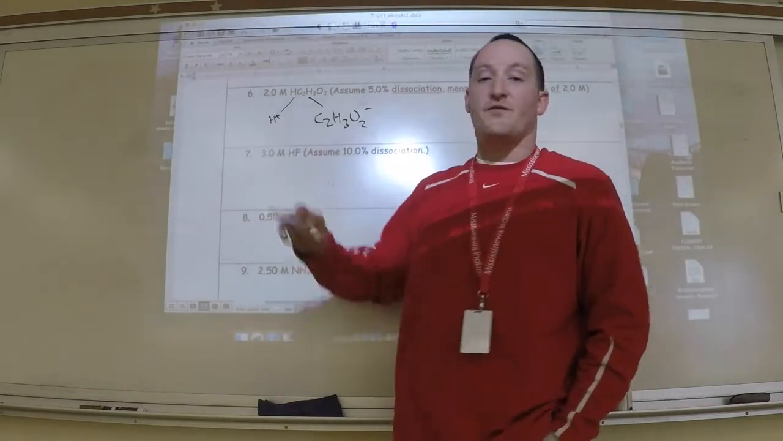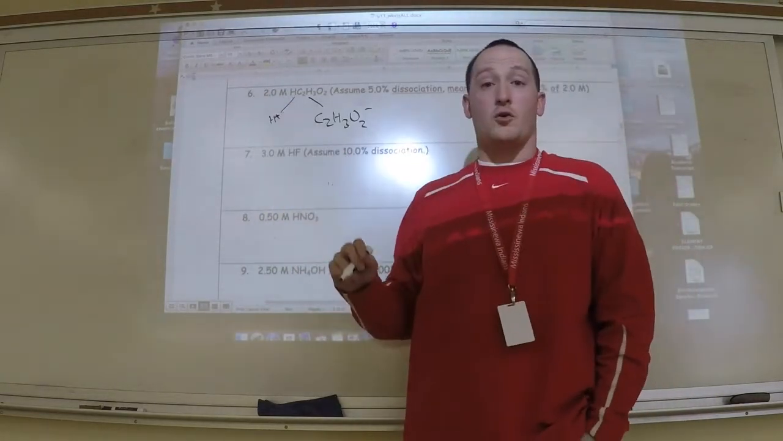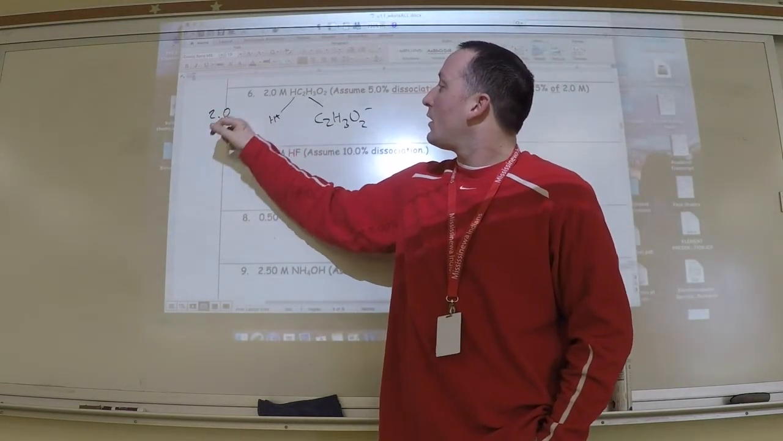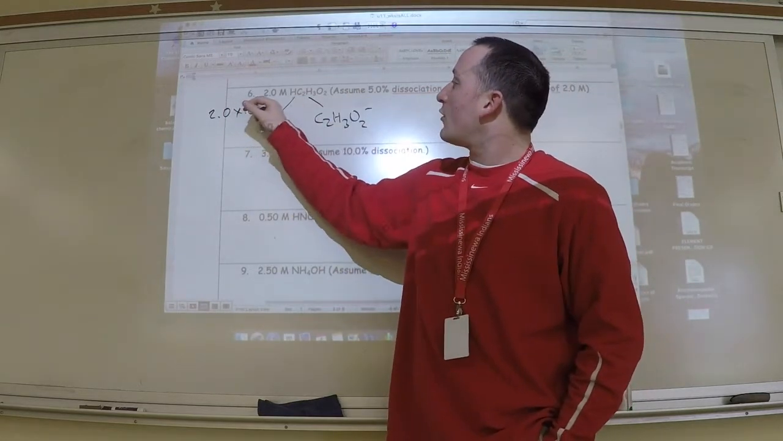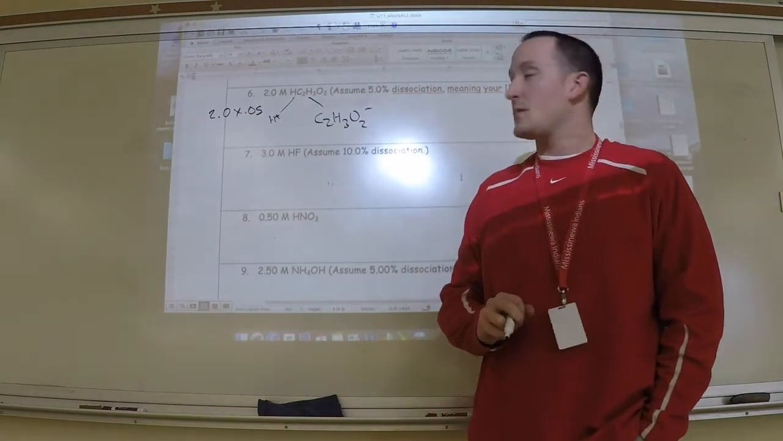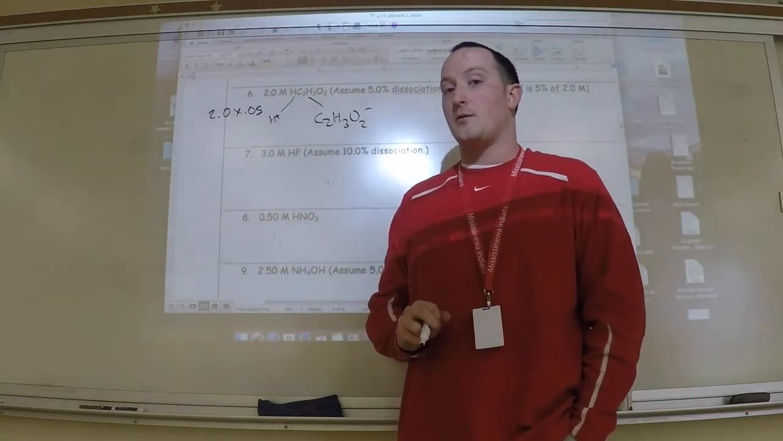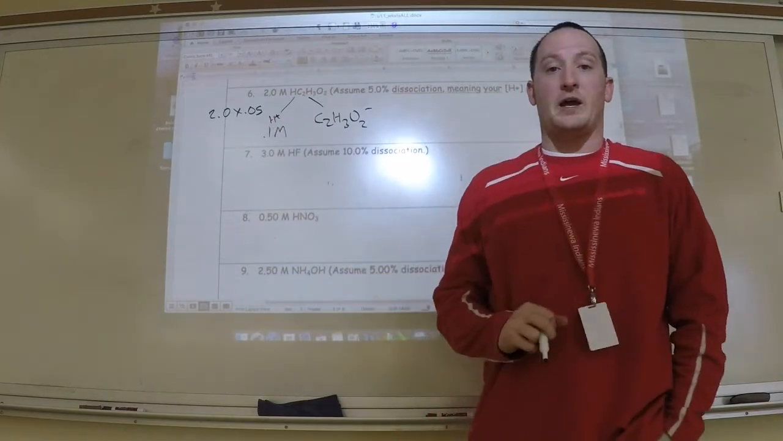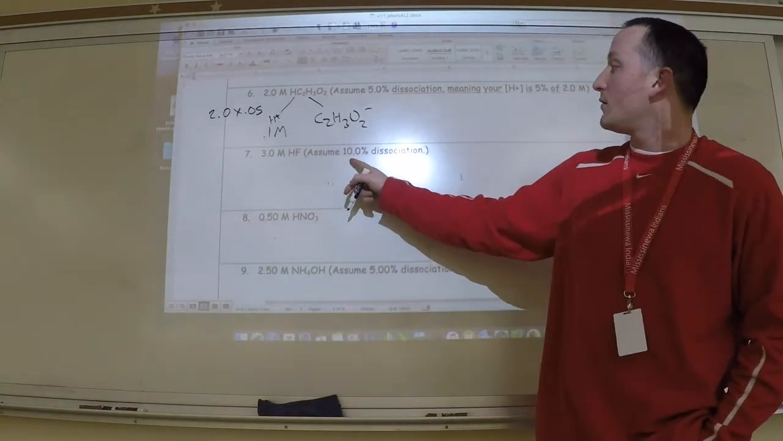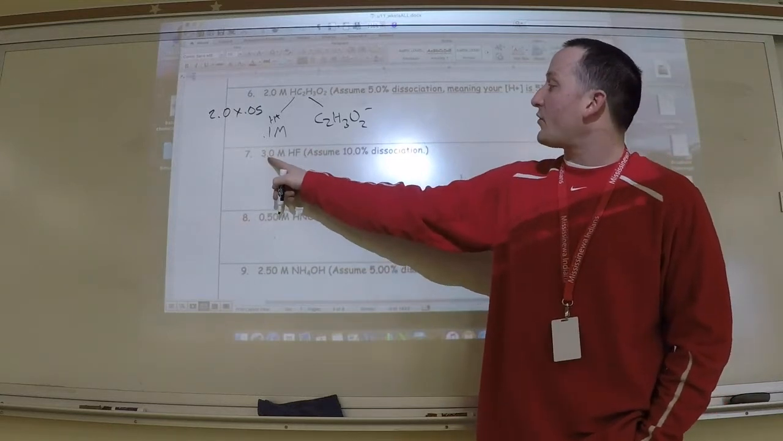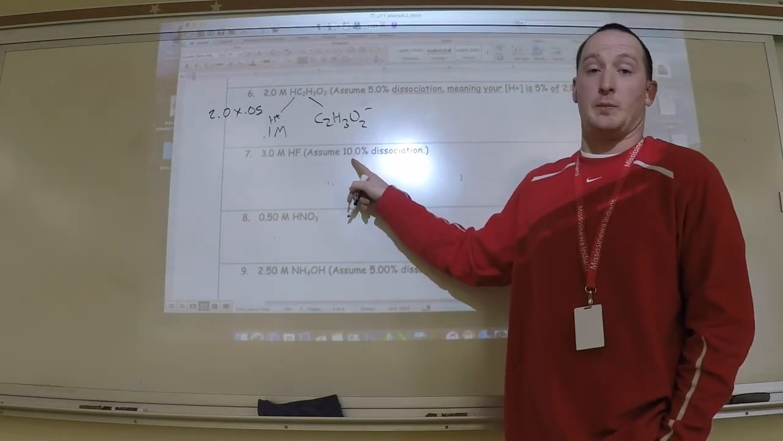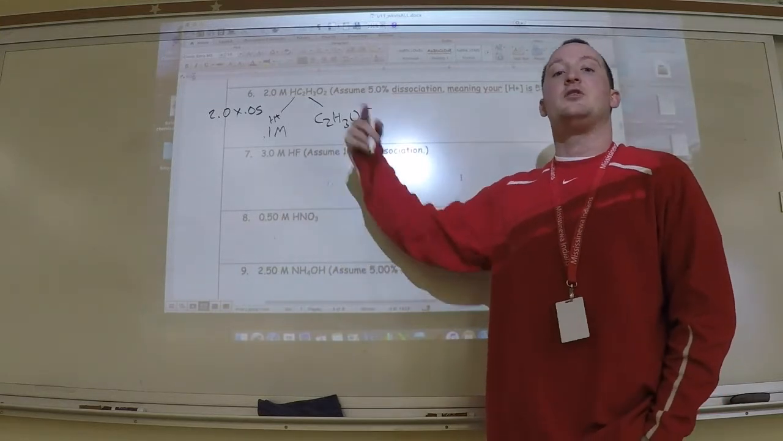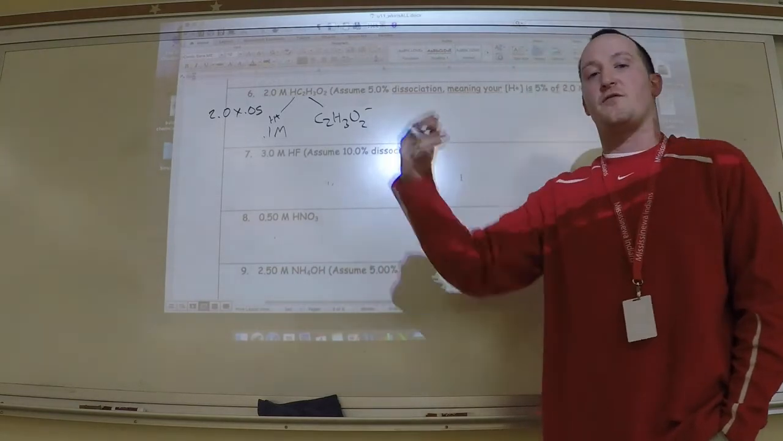So if I were to find what 5% of 2 molar is, if I do 2.0 times 0.05, if you plug that into a calculator, you're going to get, anybody know? You're going to get 0.1, which means 0.1 is the molarity of my H plus. So in this problem here, I have 3 molar, so you do 3 times 10%, which would be 0.1, so 3 times 0.1 would give you how much H plus you get. And then you'll use those H plus concentrations to find your pH.